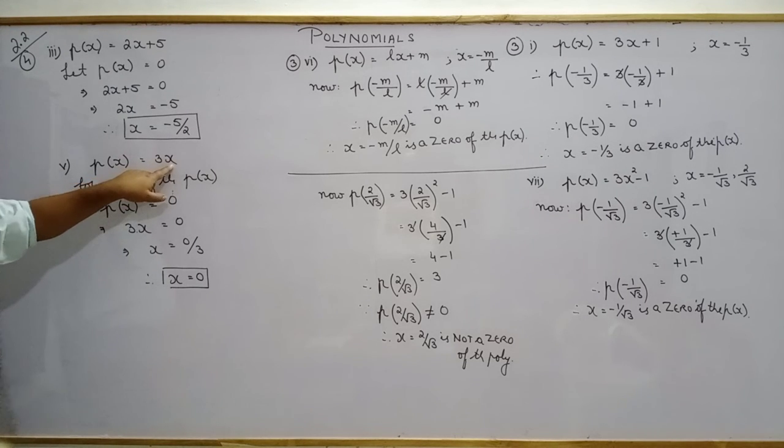In place of x, if I substitute 0, 0 into 3, 0. If I substitute 1, 3 ones are 3. 2, 6. Minus 1, minus 3, it changes. So only one value is there, that is 0.